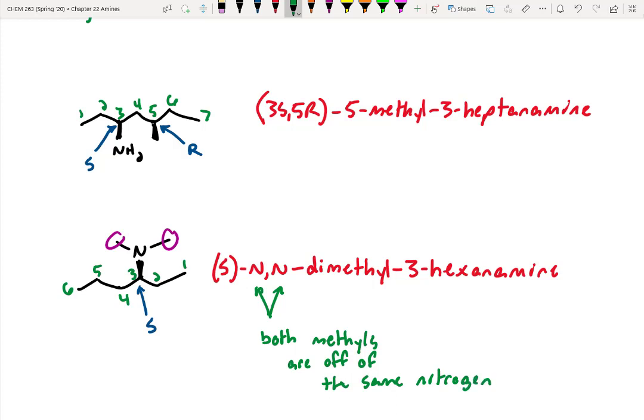All right. So we're going to hold off right there, and then when we come back, we're going to take a look at how to prepare amines.